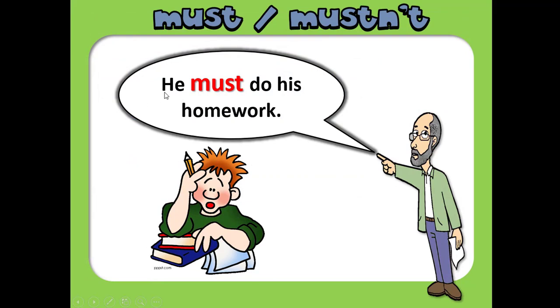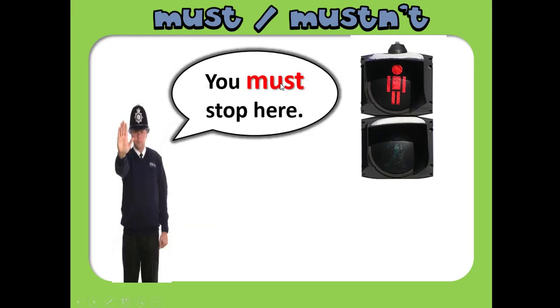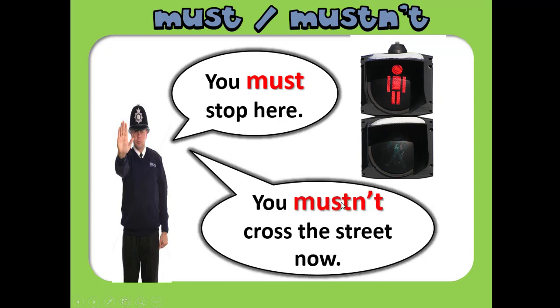Another examples. He must do his homework. Also, in negative, he mustn't sleep in the class. It's forbidden. It's prohibited. Another one. You must stop here. Or if we use negative, you mustn't cross the street now. Great.